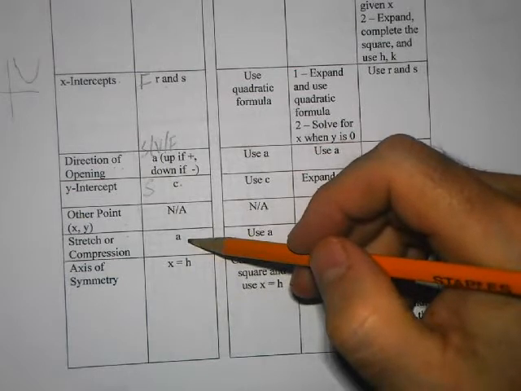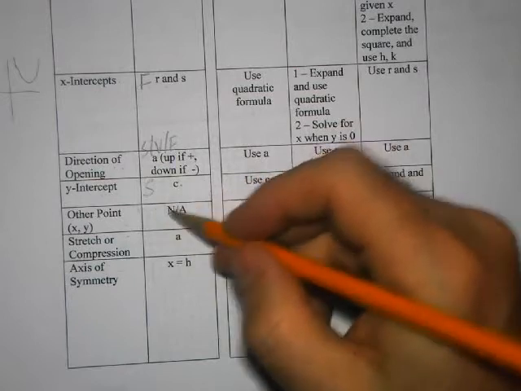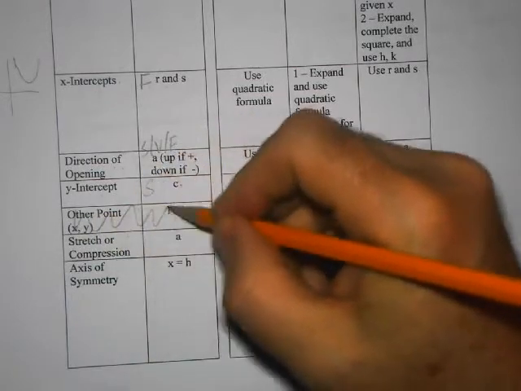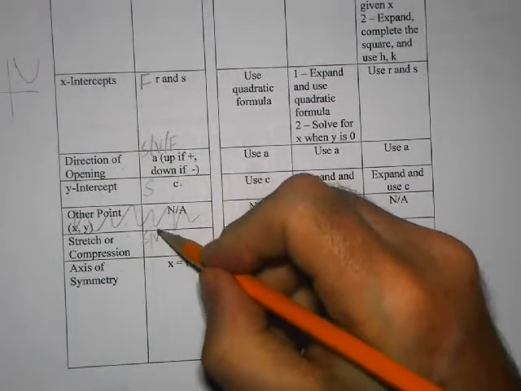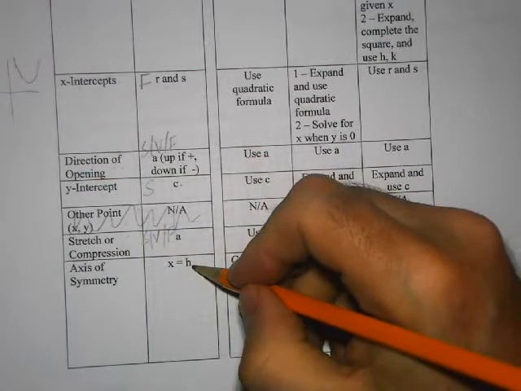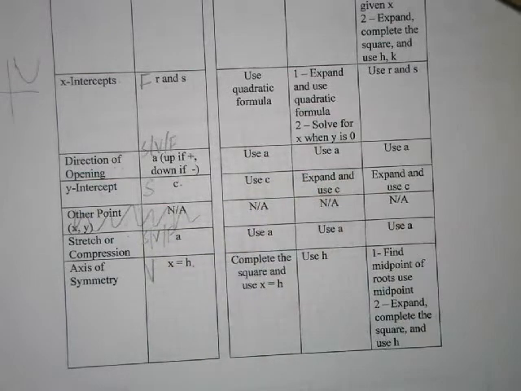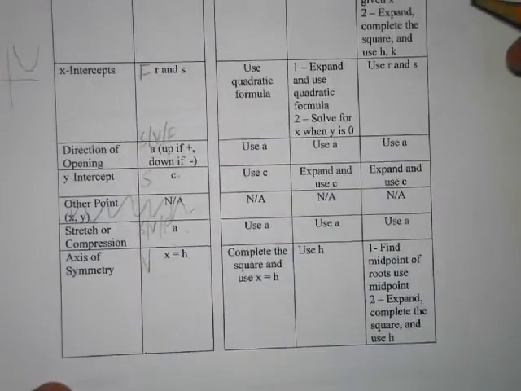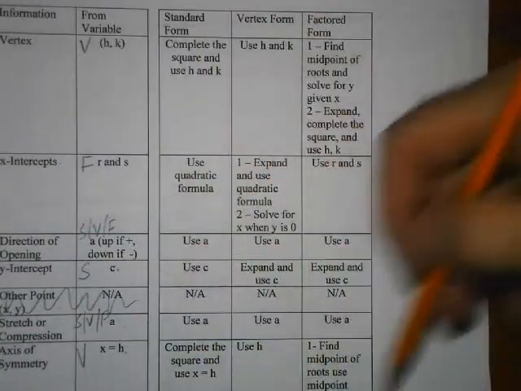Stretch or compression comes from the A value, again don't worry about this one. This would be all three forms again: standard, vertex, and factored. And the axis of symmetry, that's your h value, that comes from the vertex form.